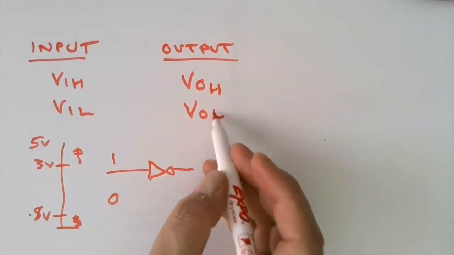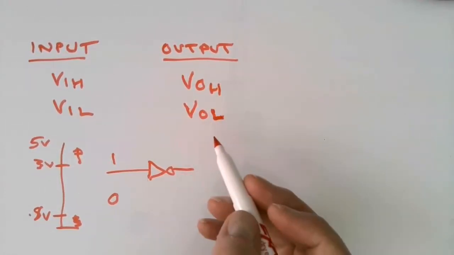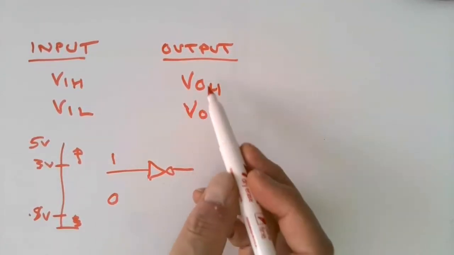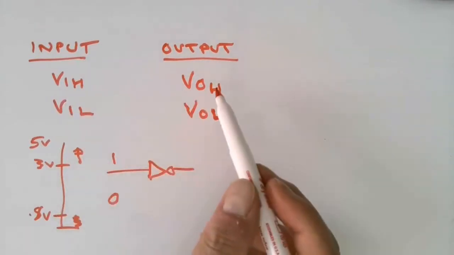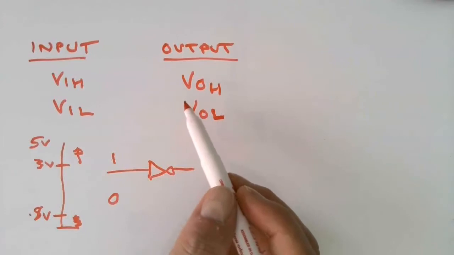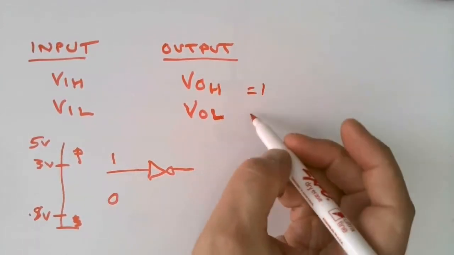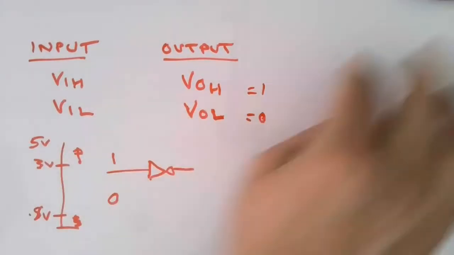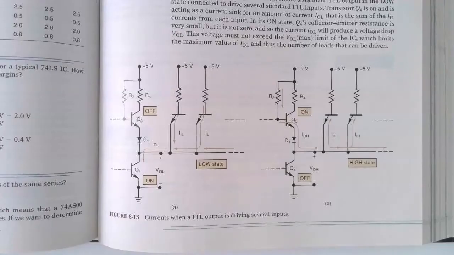Again, if you read through the chapters in the book, it explains this a little bit more, but I want to explain what those terms mean. The V is the voltage, O or I are the subscripts for output and input, and then H and L are high and low. High being a logic 1, low being a logic 0. I just want to try to avoid any confusion with the terminology.